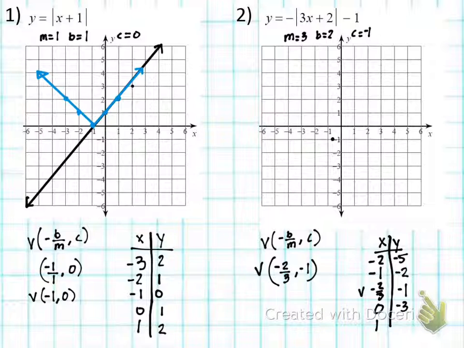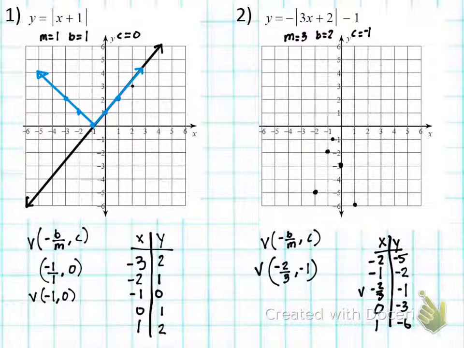Last one, 1. 3 times 1 is 3. 3 plus 2 is 5. Absolute value of 5 is 5. Times the negative sign is negative 5. Negative 5 minus 1 is negative 6. Then we just plot our points. We got negative 2, negative 5; negative 1, negative 2; 0, negative 3; and 1, negative 6.